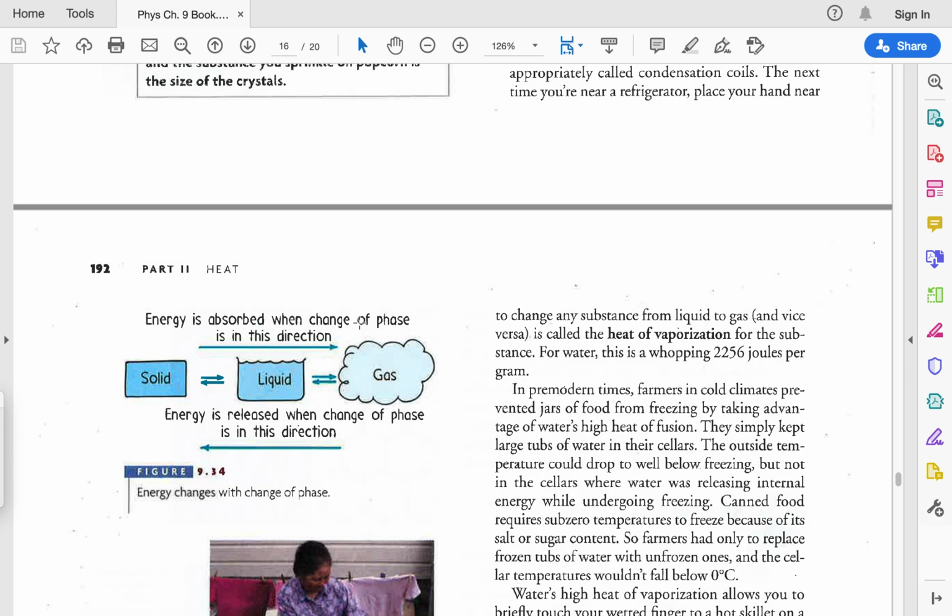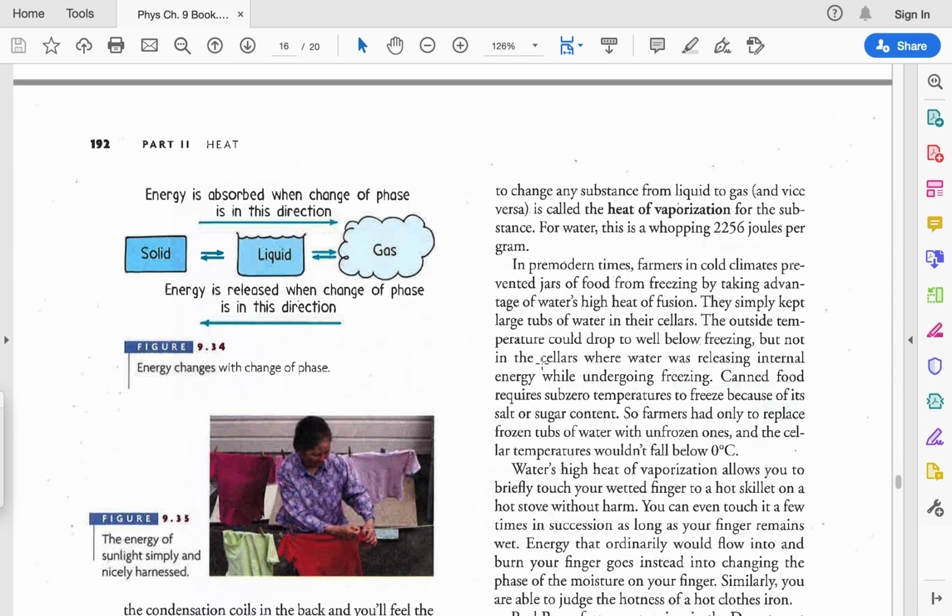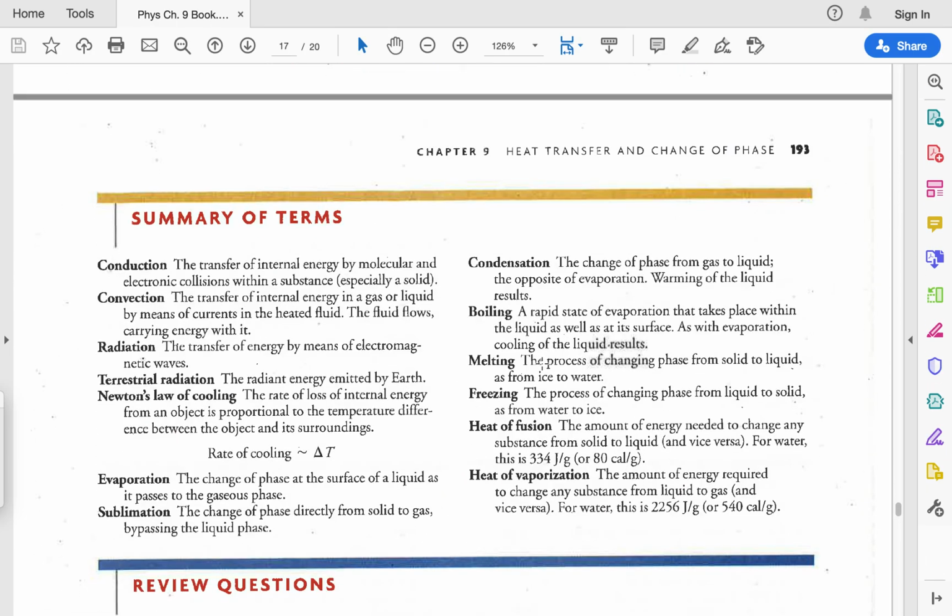Now, what's very important is to understand, if you're going this way, the water is absorbing the energy, so you need energy. If you're going this way, you are releasing energy. Okay, if you go from gas to liquid, you are releasing 2,256 joules per gram. If you go from liquid to gas, you need 2,256 joules per gram. You need that energy in order to go that way. Okay, so we should do some practice problems.